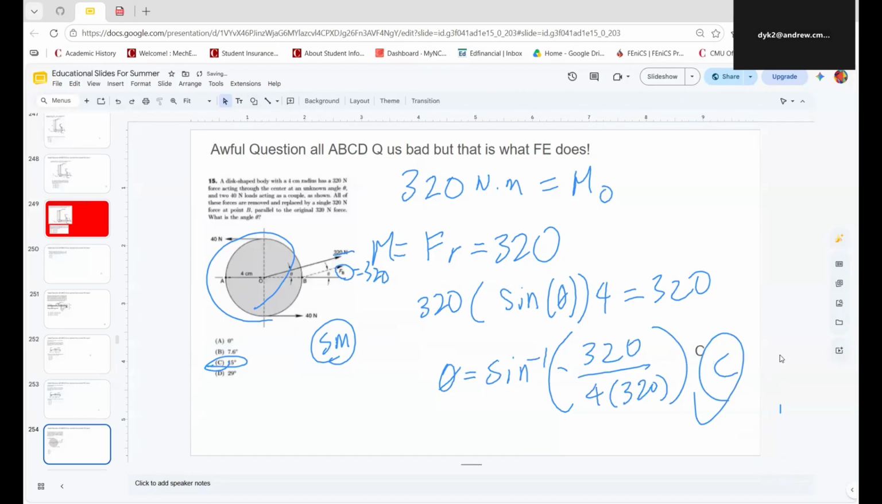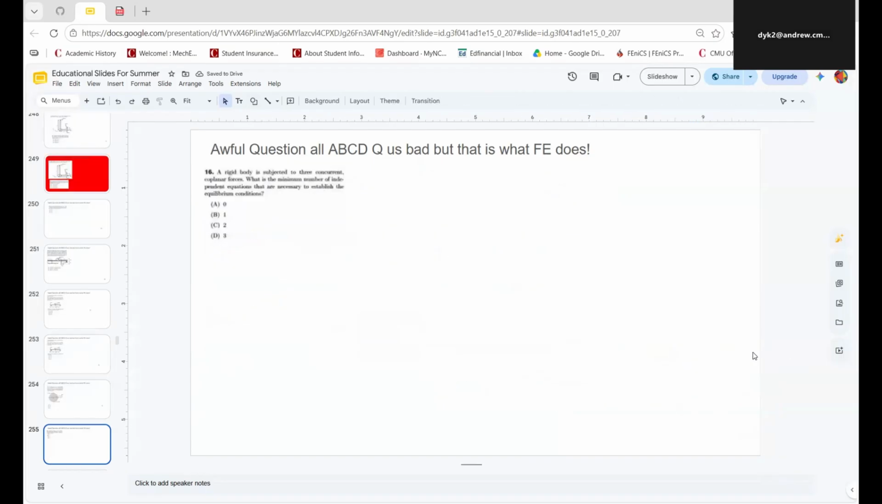It's not always going to be exact. They always round up errors or something here. I don't understand why that happens, but in the FE exam, it probably does that too.